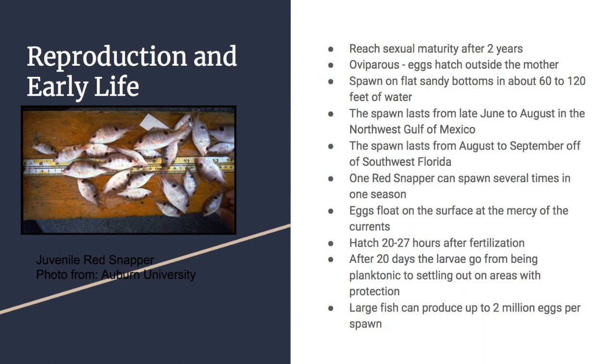The eggs float on the surface, and they are at the mercy of the currents. They hatch about 20 to 27 hours after fertilization. After 20 days, the larvae go from being planktonic to settling out on areas with protection. Large fish can produce up to 2 million eggs per spawn.